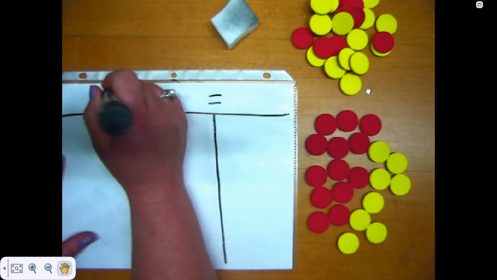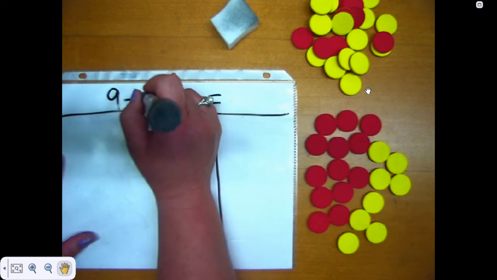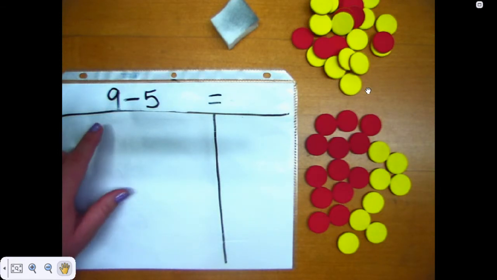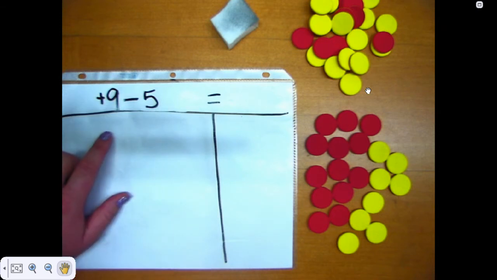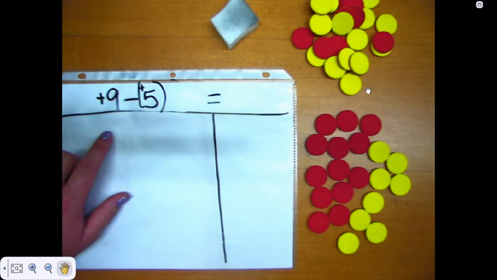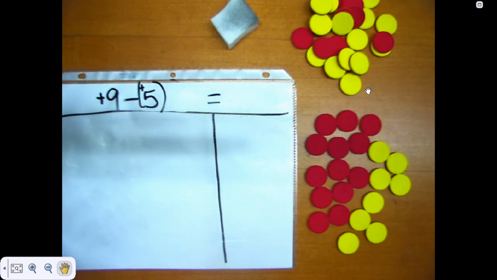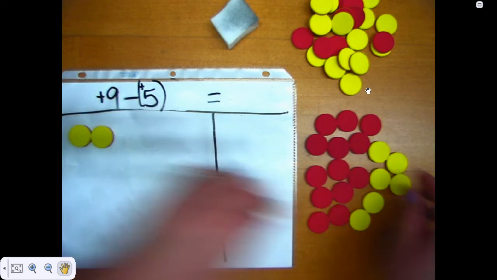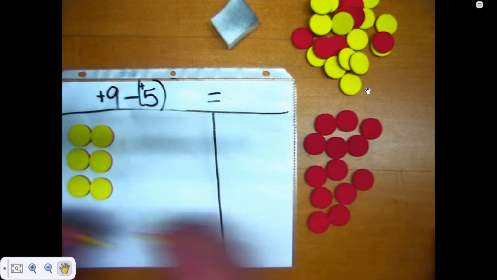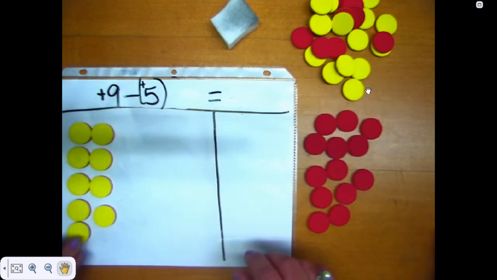So let's do 9 minus 5. What does this say? This really says positive 9 minus positive 5, right? So let's put that on the board. Positive 9: 2, 4, 6, 8, 9. I have positive 9, and I need to take away positive 5.